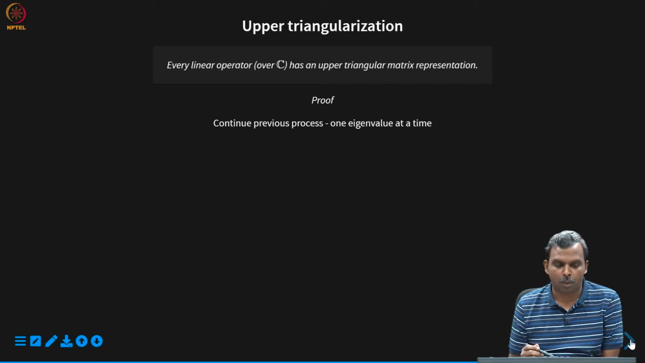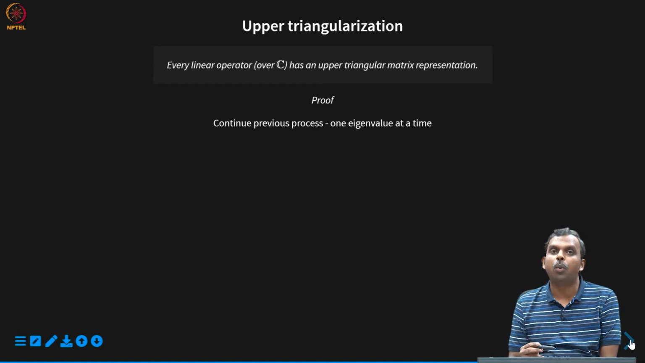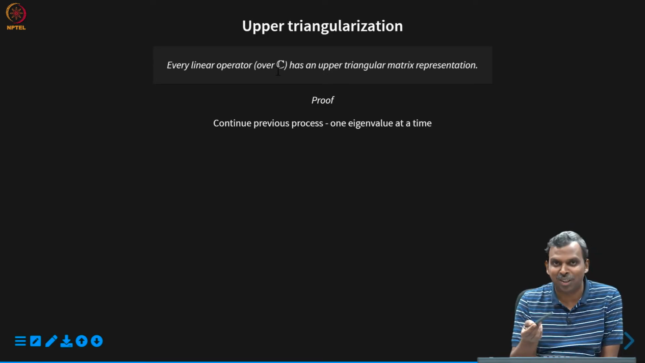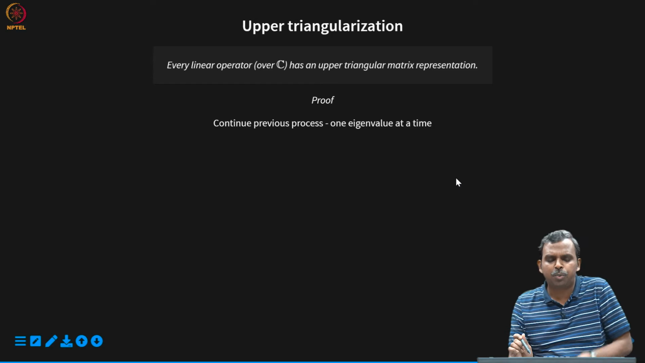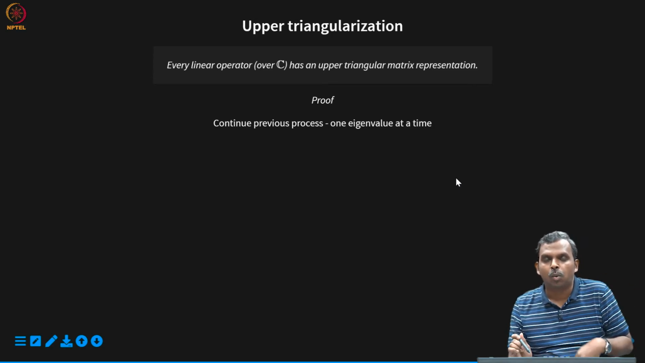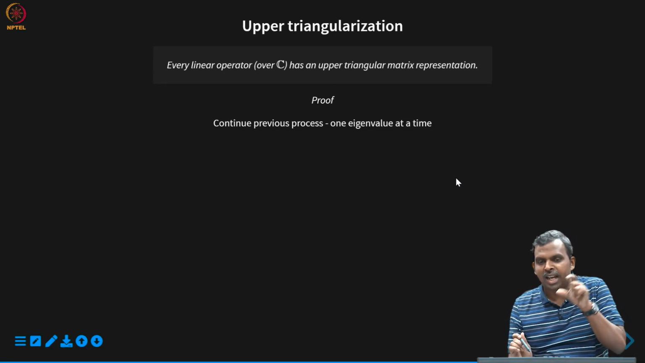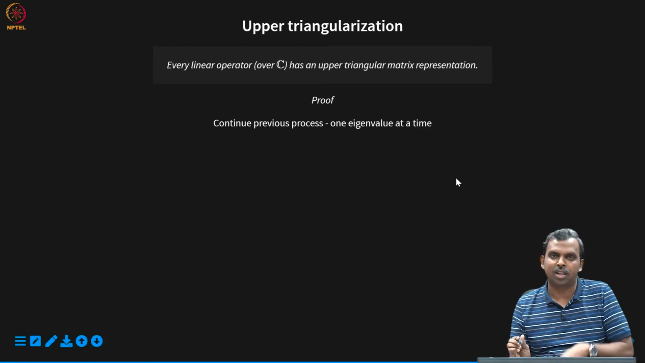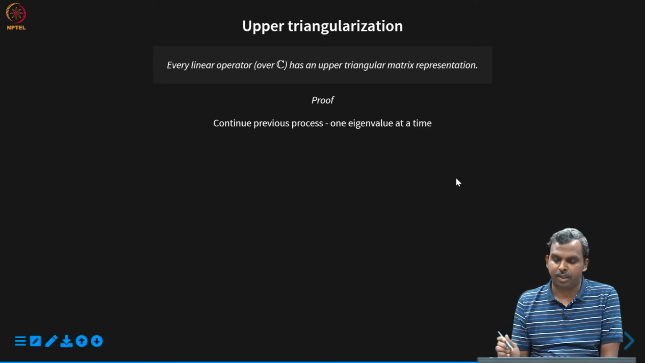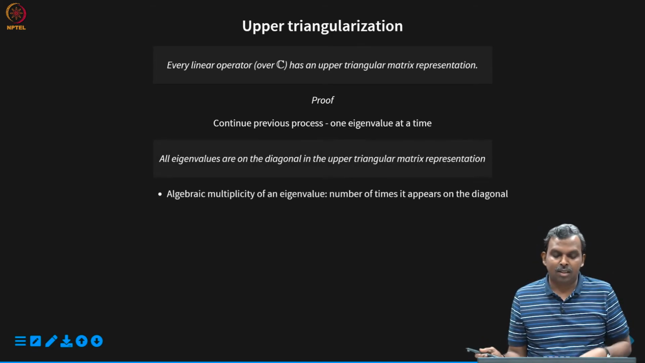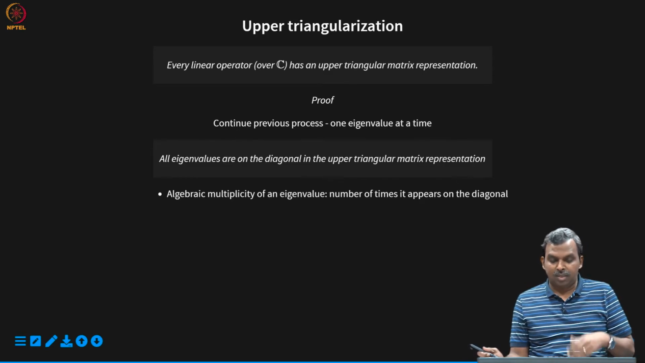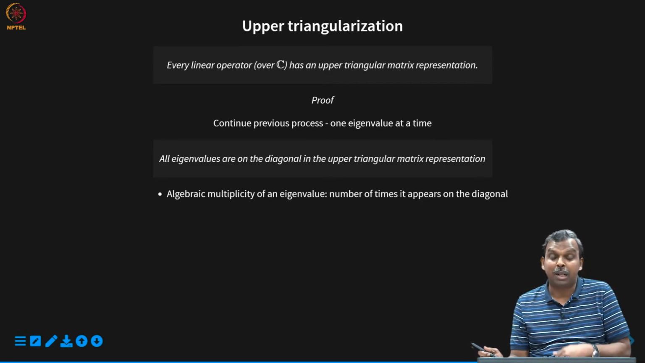So let's state it formally. Every linear operator over the complex numbers, and the complex is needed because we need eigenvalues. If it's not complex, you don't know if eigenvalues exist. It has an upper triangular matrix representation. The proof is to simply continue the previous process, one eigenvalue at a time. I showed you how the diagonal occurs, how the zeros occur below the diagonal, and you get an upper triangular matrix. All eigenvalues are on the diagonal in the upper triangular matrix representation. That is very clear. The algebraic multiplicity of an eigenvalue is the number of times it appears on the diagonal.